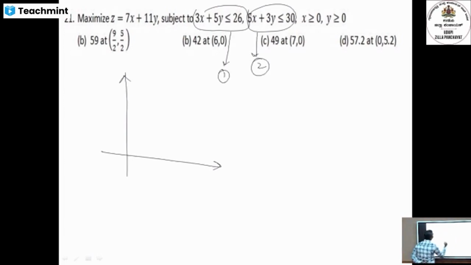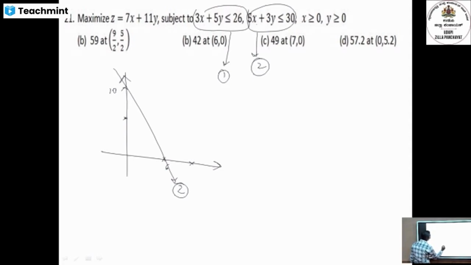Let us say the second equation is easy to draw. Put x equals 0, y is equal to 10. So y is somewhere here, 10, let us say. When y is equal to 0, x equals 6. Somewhere here, 6. So this is the equation 2. Now 3x plus 5y less than or equal to 26. When you put x equals 0, you get 26 by 5, so 5 point something, somewhere here.